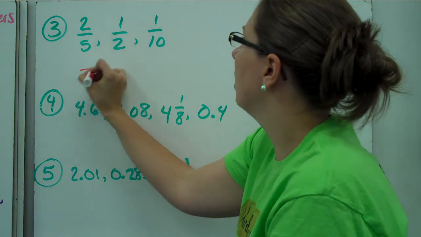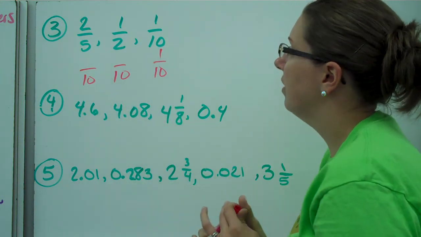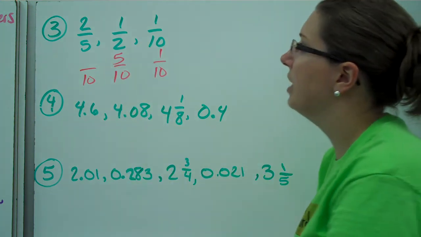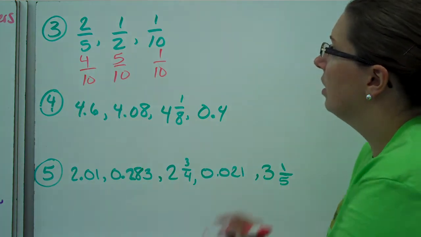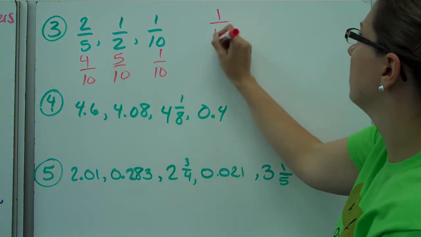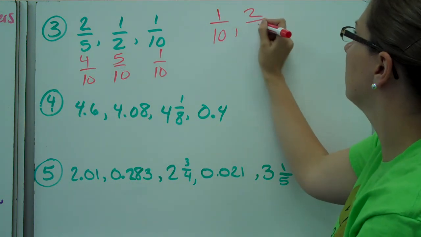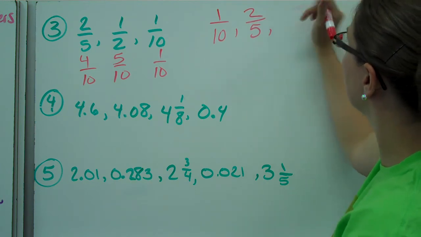So this is going to be, I'm going to make all of my fractions have a denominator of 10. I know that 1/2 is equivalent to 5/10. And then this is going to be equivalent to 4/10. So this is going to be my smallest. Then my next smallest and my largest.